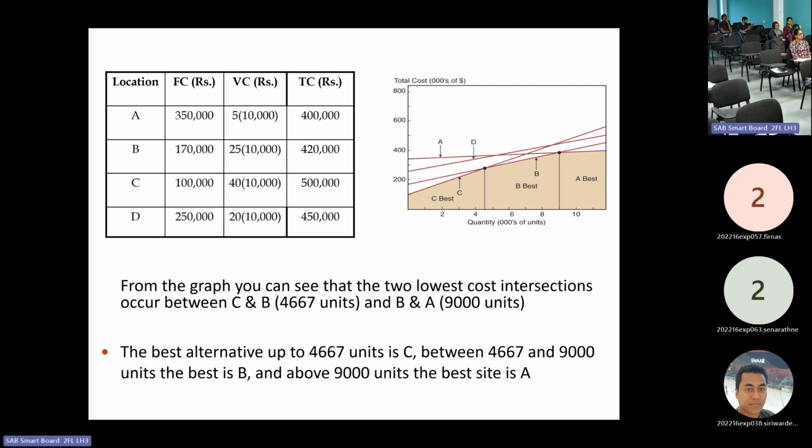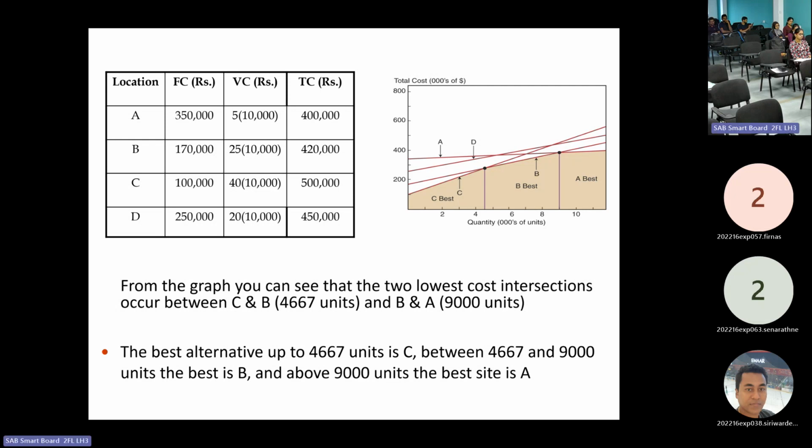So by looking at it, the crossover chart, we identify which location would be best. Not necessarily B. This is called a crossover chart.